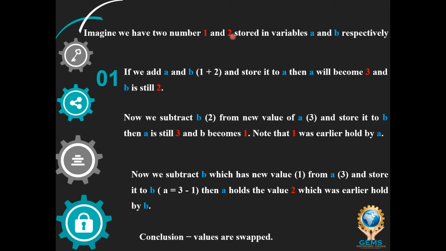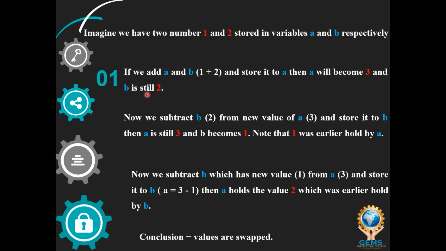Please, dear students, try to understand here. A stores the number 1 and B stores the value 2. Now see, the first point says that we add A and B, that means we add the values of A and B. So 1 plus 2, and this value is going to be stored in A. That means 1 plus 2, the result 3, is stored in A, and then A will become 3 and B is still 2.